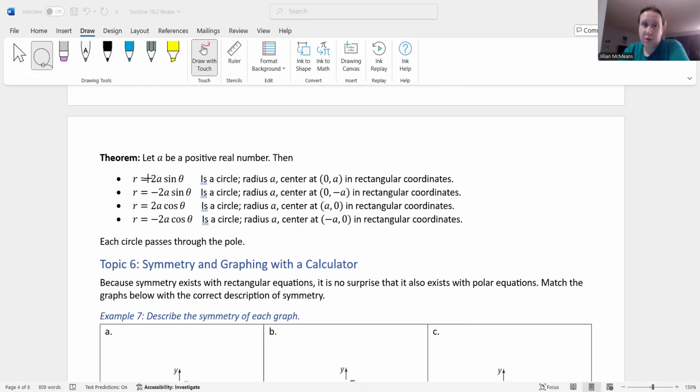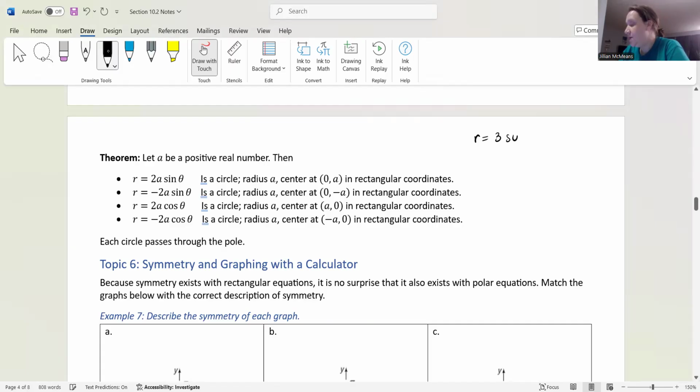We have r equals 2 times a times sine of theta, r equals negative 2 times a times sine of theta, r equals 2 times a times cosine theta, r equals negative 2 times a times cosine theta. You can read all the rest about the center and the radius. But what I was trying to say is we had the equation earlier where we had r equals 3 sine theta. We need to find a way to write this in the form 2 times a times sine of theta.